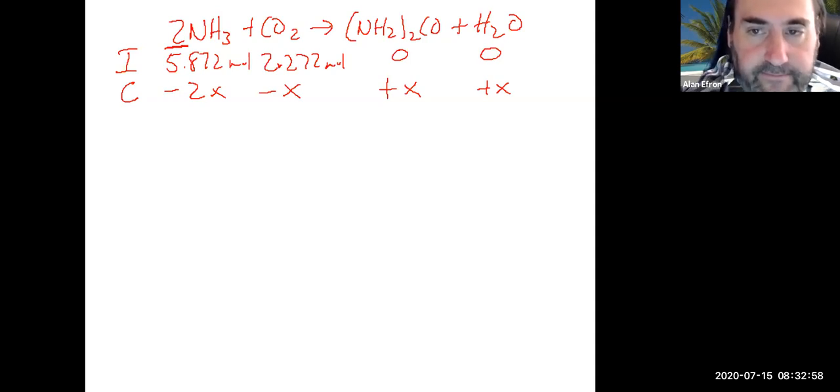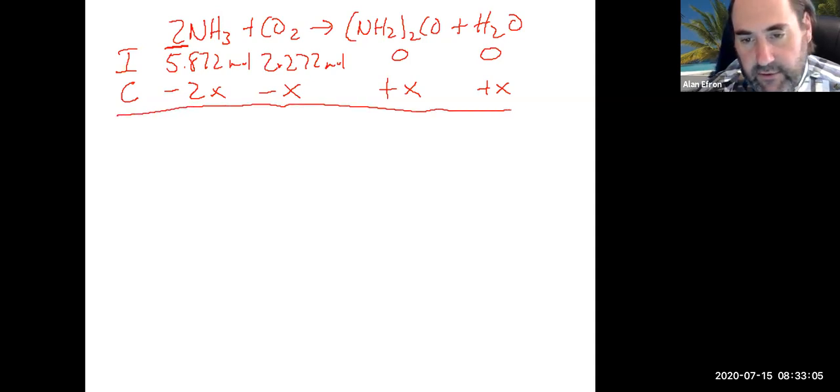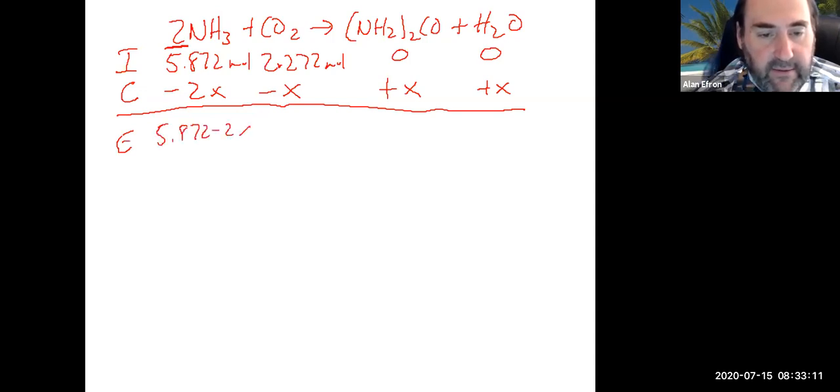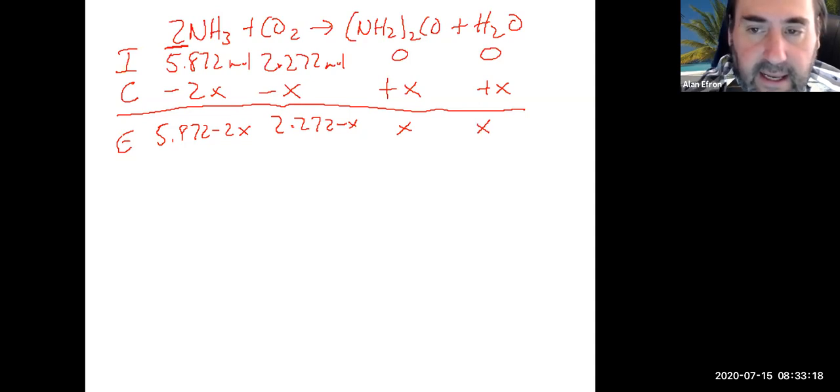So at this point, we can go to our equilibrium step. We're going to carry those guys down, 5.872 minus 2x, 2.272 minus x, x, and x. Any questions on the table so far?